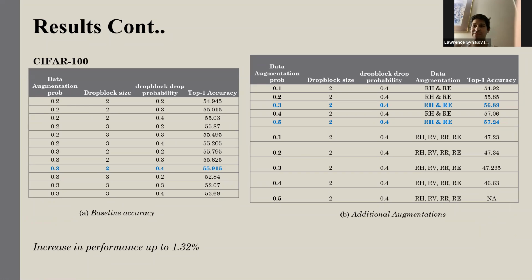I see. And then the other thing was, what do you think was so essential? Where I see the blue highlighted in the data augmentation of RH and RE, those outperformed the different segmentation of RH, RV, RR, and RE. Like, what do you think made it perform that much better?